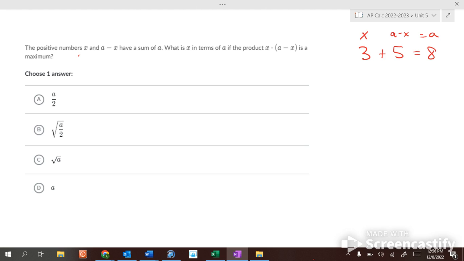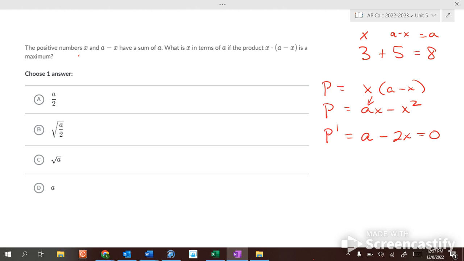What is x in terms of their product? That's a maximum. So you want this to be a maximum. Okay? So their product is x times a minus x, right? Or their product is ax minus x squared. So to find the maximum, we find the first derivative. What's the first derivative of ax? This is a number now. This is not a variable. It's a number. So it's just a minus 2x.